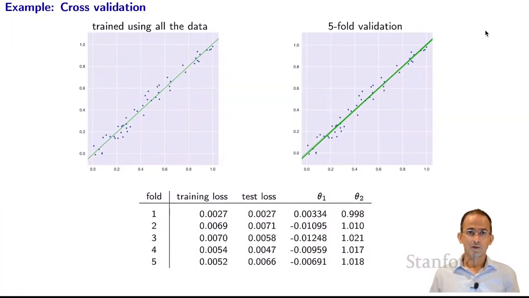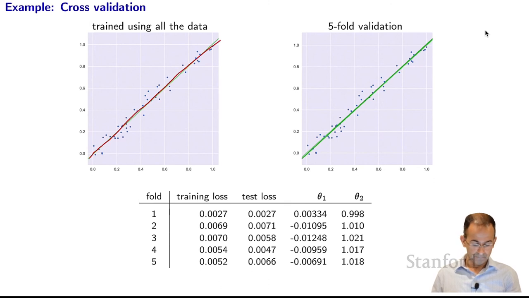Here's an example. This is just randomly generated data. You can see here on the left, we have fitted a straight line through the data. That's determined by 2 parameters, theta 1 plus theta 2 times x is the predictor. And then we split the data 5 ways and do 5-fold cross-validation. That gives us 5 different results, each of which has a training loss and a test loss. And we can see that typically the test loss is not that different from the training loss. That's a good sign right there.